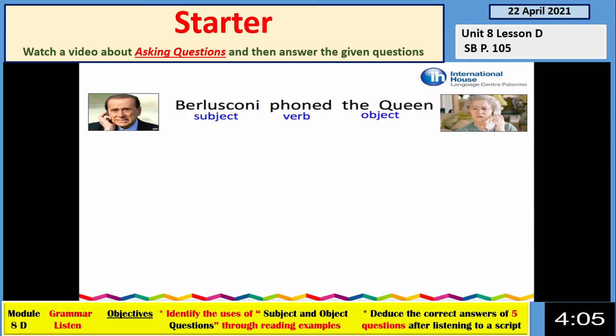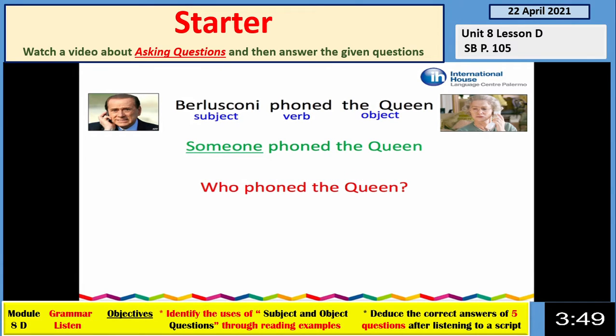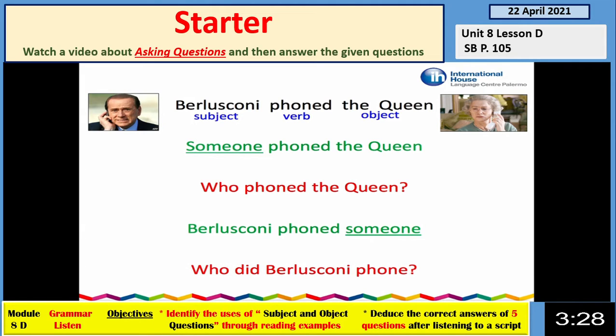Now there are two different questions we can make from this simple sentence. The first one, we look at the sentence, someone phoned the Queen. The question we get from that would be, who phoned the Queen? The answer is Berlusconi, the subject. However, if we look at the alternative question, Berlusconi phoned someone, someone being the object, the question is slightly different. In this question, we need the auxiliary verb. Who did Berlusconi phone?